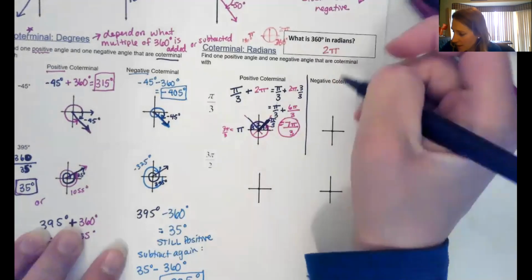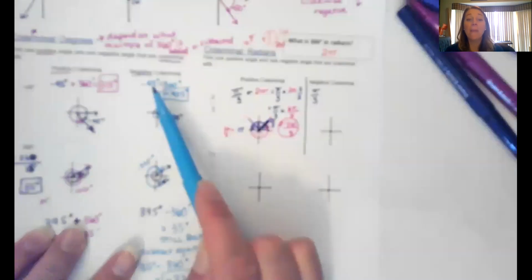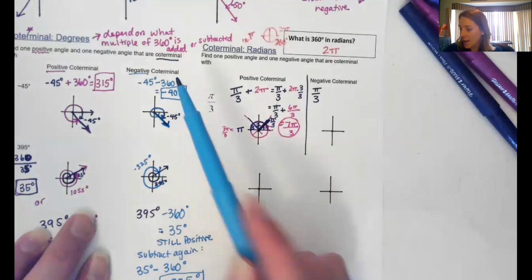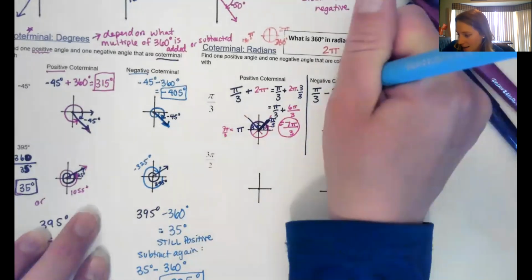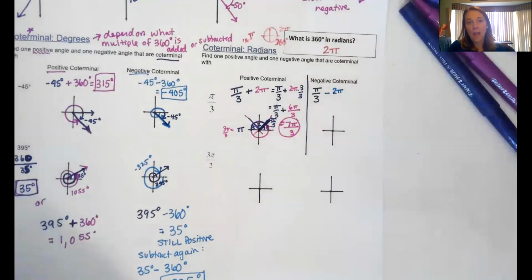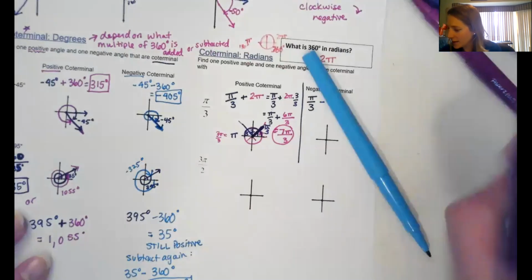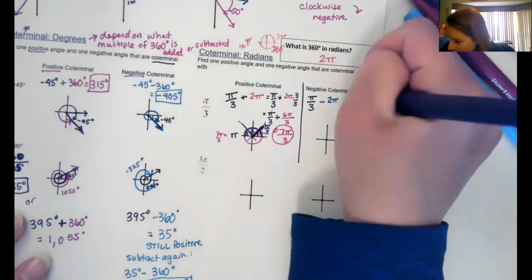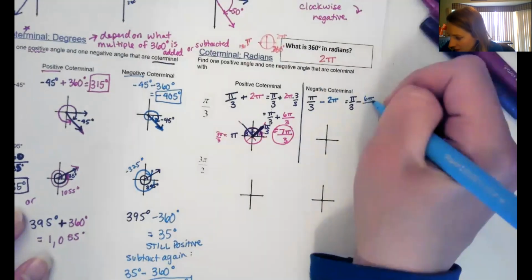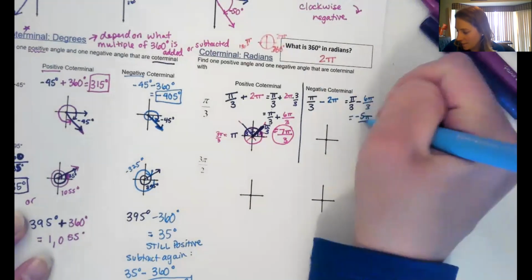So negative coterminal means I'm going to do pi over 3, just like before we said negative 45 minus 360. This time we're going to say pi over 3 minus 2 pi. And so minus 2 pi, well, we're going to need a common denominator again. So that's going to be the same thing as pi over 3 minus 6 pi over 3, which means we're going to get negative 5 pi over 3.